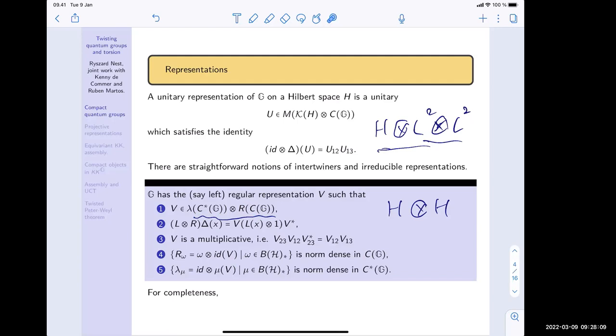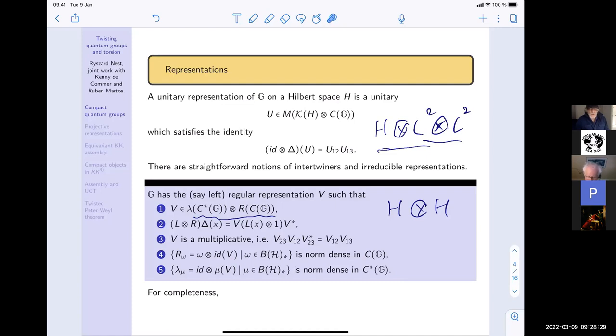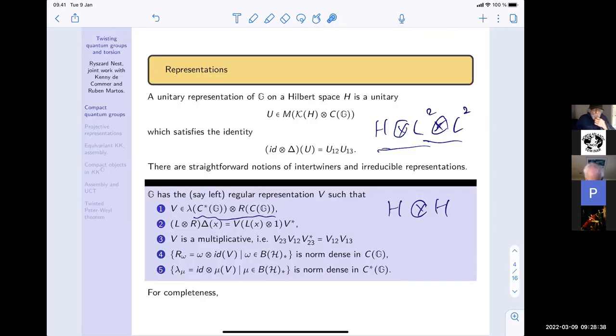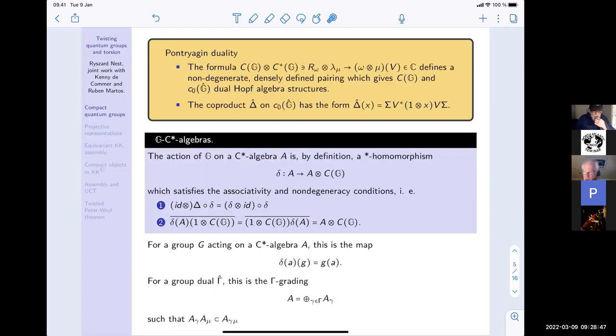And they are not just there, they're actually dense. So there's a norm dense set of elements of C of G, which can be obtained from this unitary V by killing the first leg. And there's a norm dense subset of C star G, which can be gotten from this unitary by killing the second leg. So in particular, this says something about projective duality, right? So I want some kind of duality between these two algebras. Of course, not all of them, but some dense subsets of these two algebras. And I really mean duality. So one should be somehow dual to the other. So this unitary gives the duality, right?